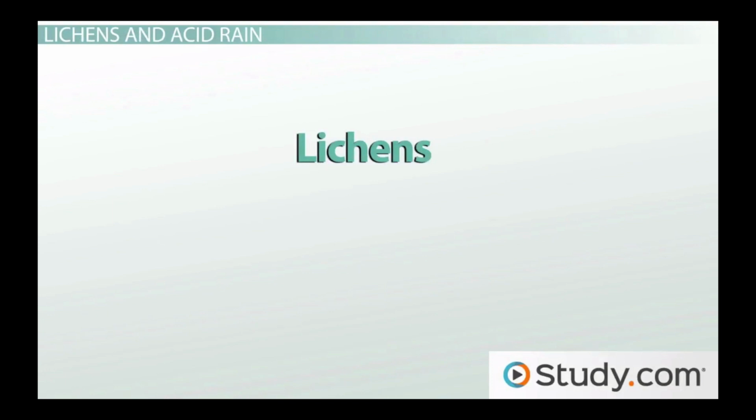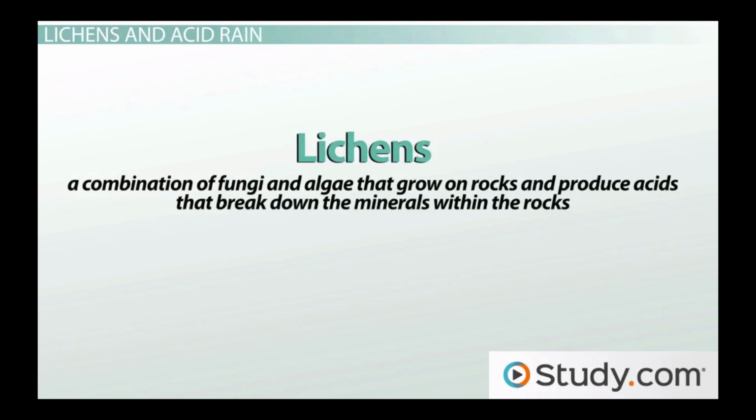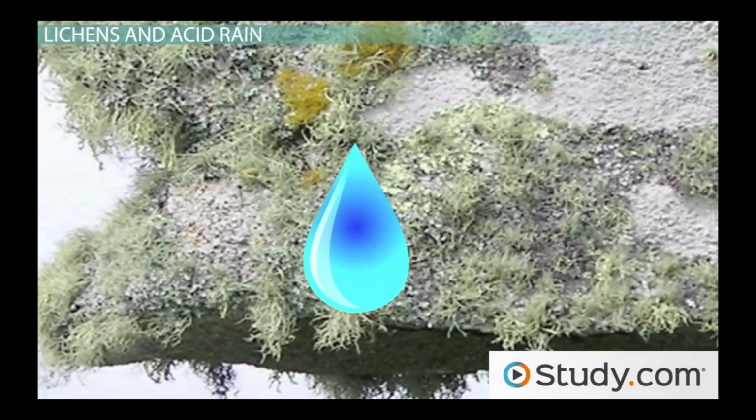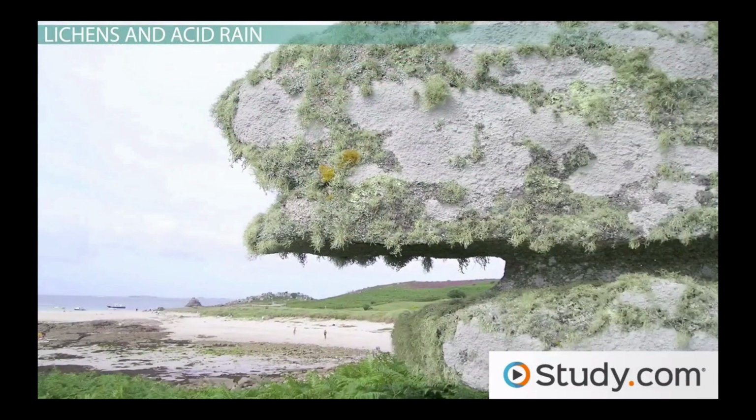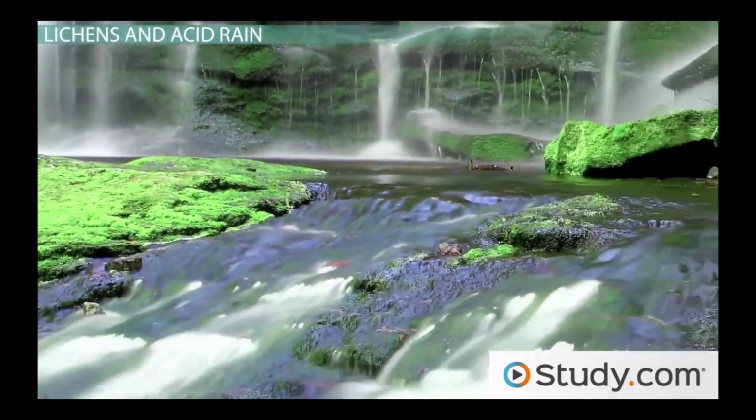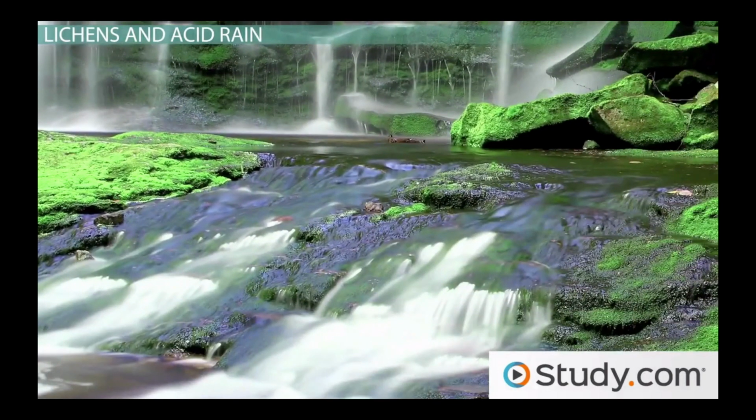Another type of chemical weathering involves lichens. Lichens are a combination of fungi and algae and grow on rocks and produce acids that break down the minerals within the rocks. When water mixes with the lichens, they produce a weak acid. This is a very slow process because lichens are slow growing and the acid they produce is very weak. However, this is a common type of chemical weathering near rivers and streams.